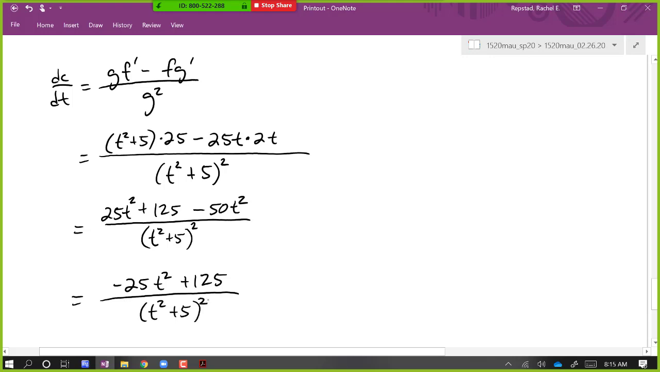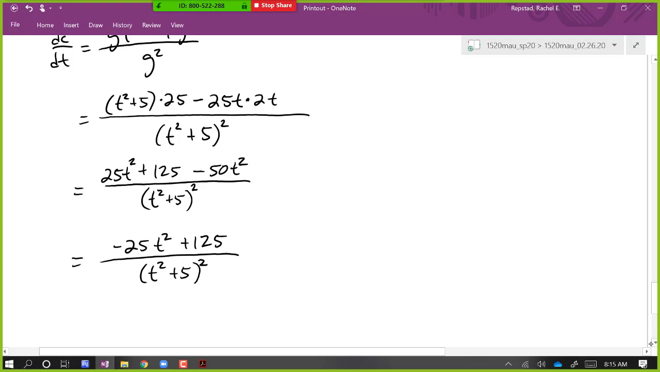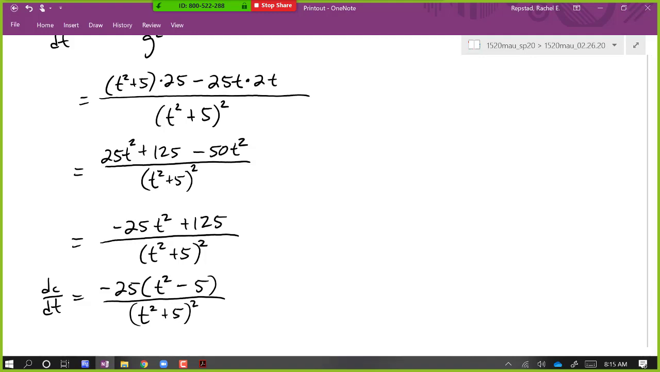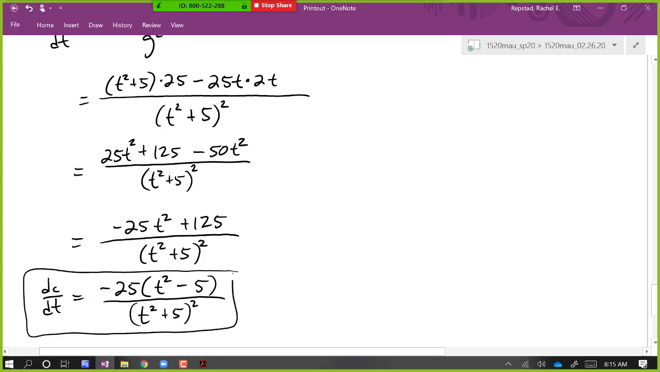And we can factor out a 25, and I'm actually going to factor out a negative 25 because I like my polynomials to start with a positive term. If I take out a negative 25, then we have t squared minus 5. And I get to this part, and part of me just feels almost disappointed because, boy, I'd love to be able to cancel something, but nothing cancels. So I've got a t squared minus 5 on top and a t squared plus 5 on the bottom. We did what the problem asked us to do. We found dC/dt.